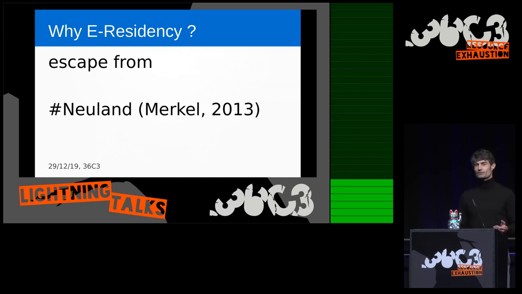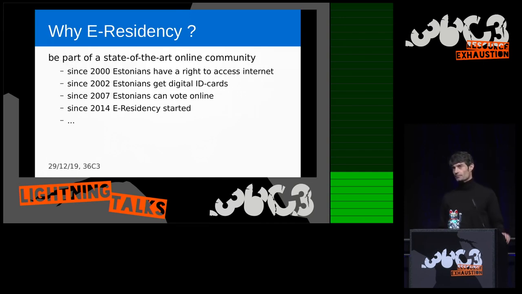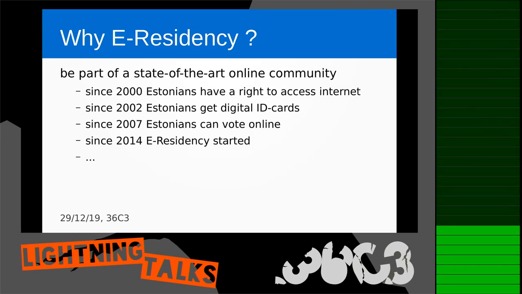So one reason could be to escape from Neuland, because Estonia is far ahead in the digital world. But the reason is to be part of the state-of-the-art online community. Since 2000, Estonians have a right to access the internet. Not the possibility, but the right to do it. Since 2002, they have digital ID cards. You heard from Switzerland that they are thinking about 20 years later to make ID cards electronic, so they are far ahead. And Estonians can vote online since 2007, and the e-residency started in 2014.